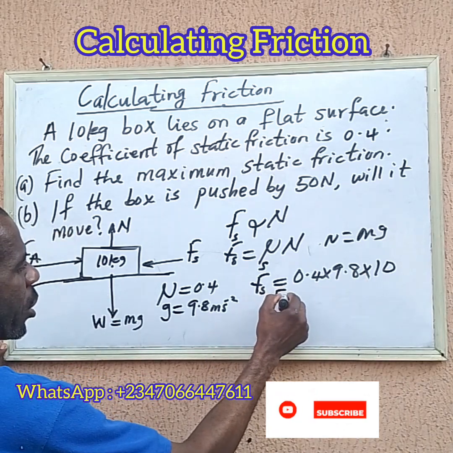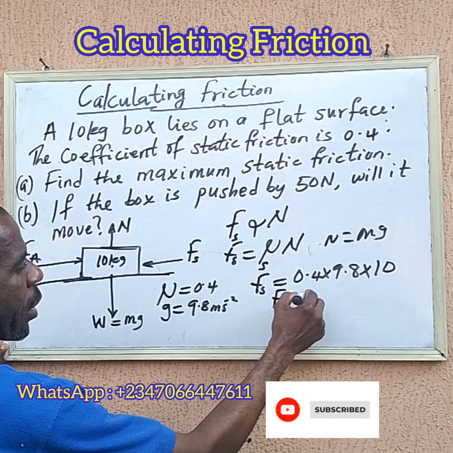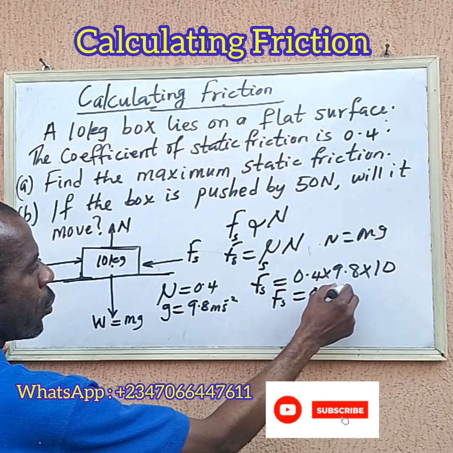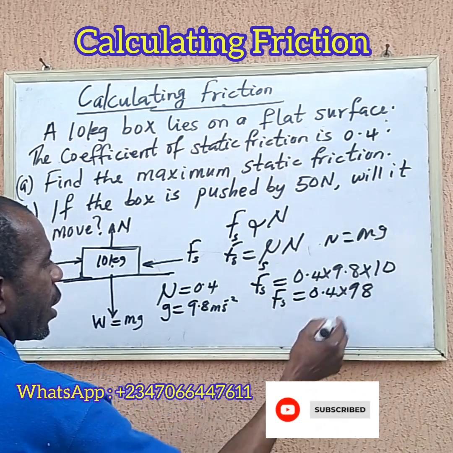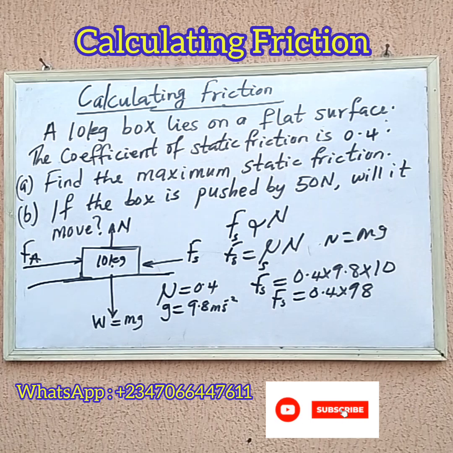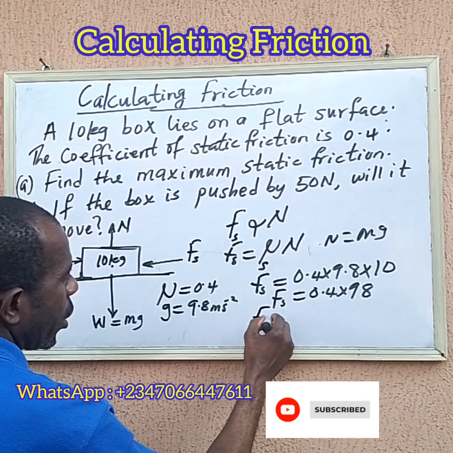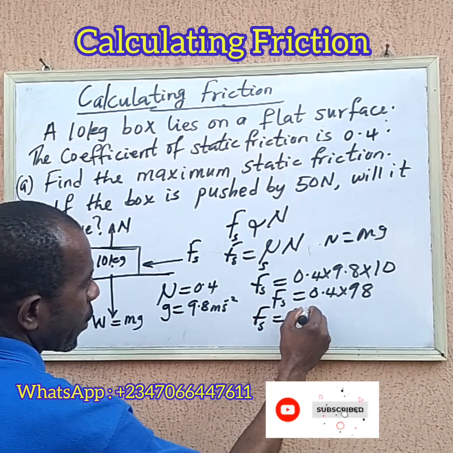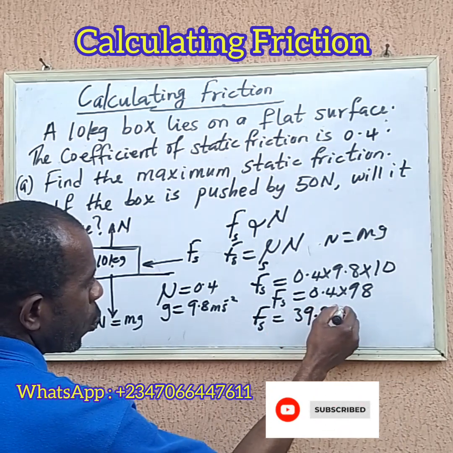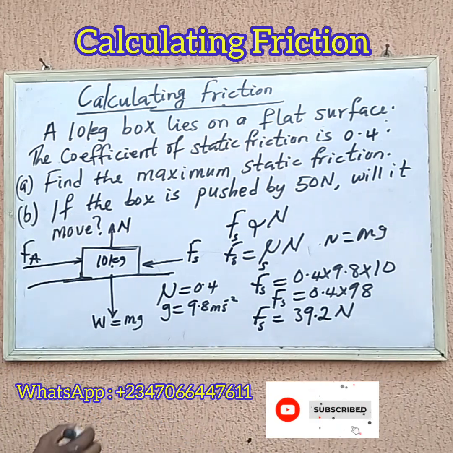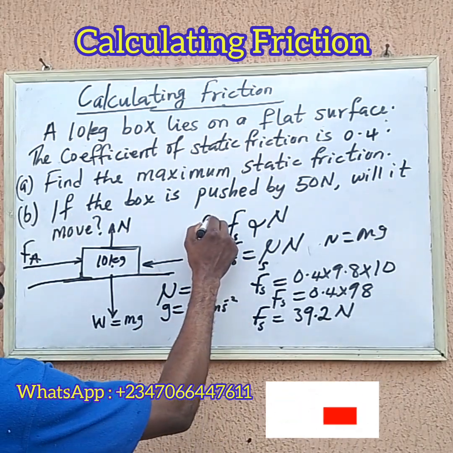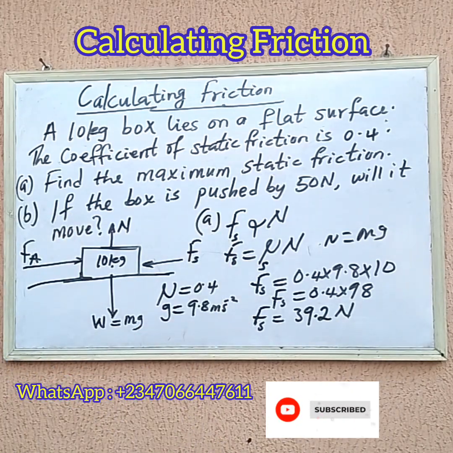So 9.8 times 10 is going to give us 98, which now gives us F is equal to 0.4 times 98. So let us multiply it. It will give us 39.2 Newton. Good. So this is your A. We have just calculated for your A. Now let us go to the B.